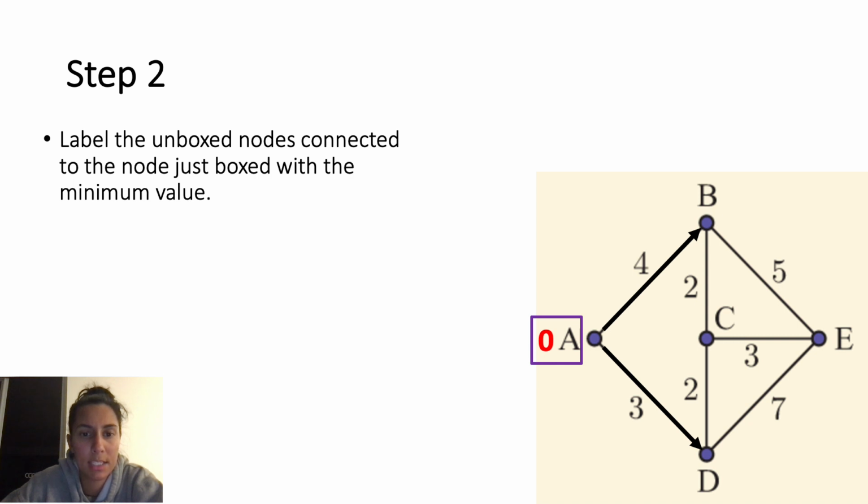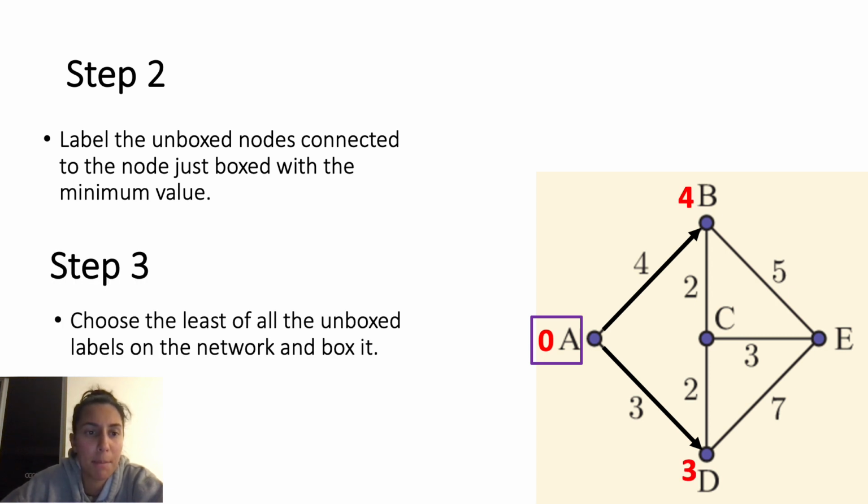Step 1 is done. Step 2 says label the unboxed nodes connected to the node just boxed. So A has, you can see with the arrow, B connected and D connected. So I am going to label them with the minimum value. So 0 plus 4 is 4 and 0 plus 3 is 3. And then step 3 is you choose the smallest unboxed label and you box it. So I've got a 3 and a 4. So I'm going to be boxing this 3 here.